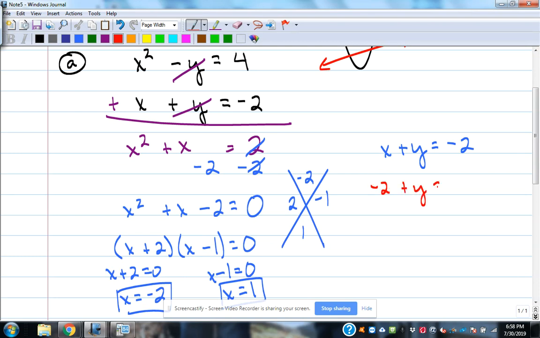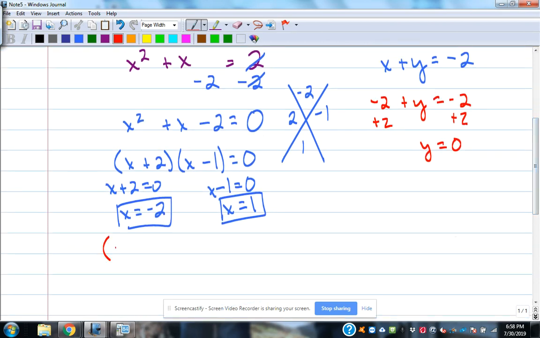-2 plus y is equal to -2. Well, add 2. That's going to be 0. So the ordered pair that goes with -2 would be -2, 0. That's one of our answers.